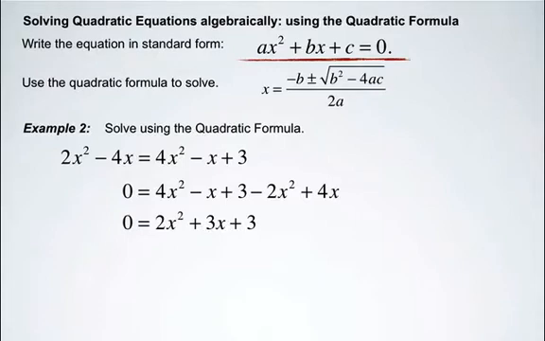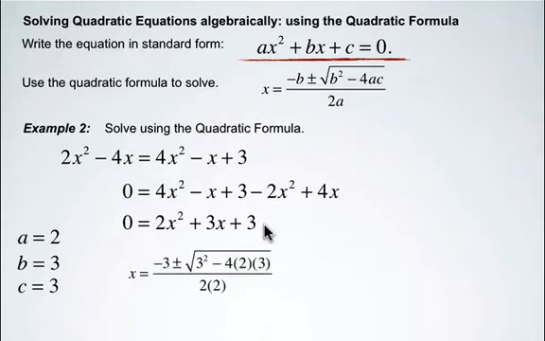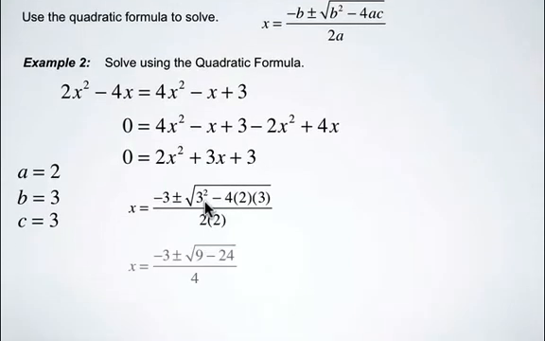Here we've done that. We moved everything on this side over to this side, and then we've simplified. So now we have 2x squared plus 3x plus 3. So our a is equal to 2, our b is 3, and our c is 3. We substitute these values into our quadratic formula. We start to simplify. 3 squared is 9. Negative 4 times 2 times 3 is negative 24.